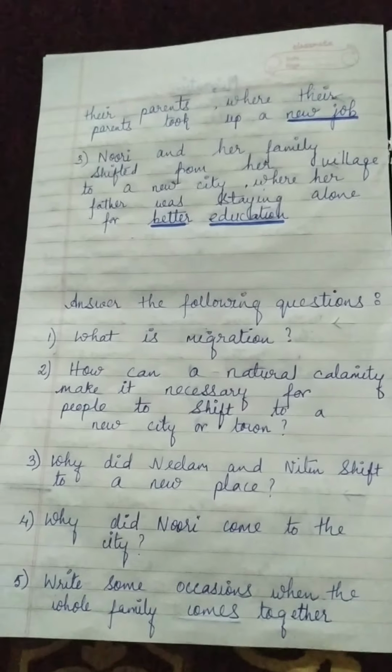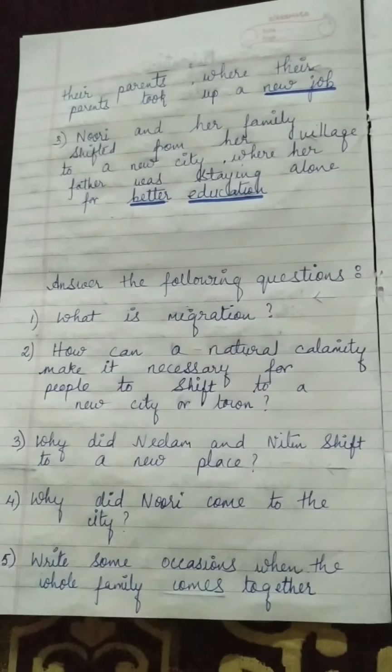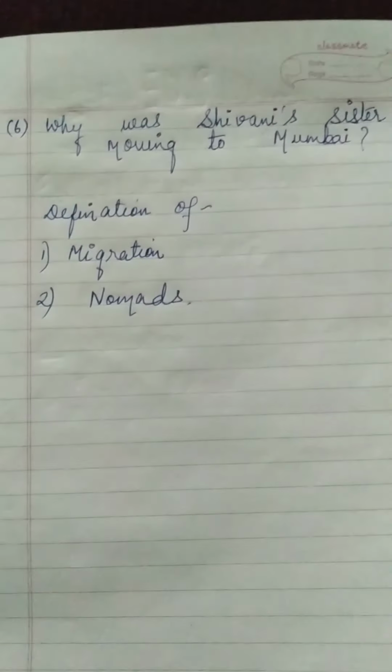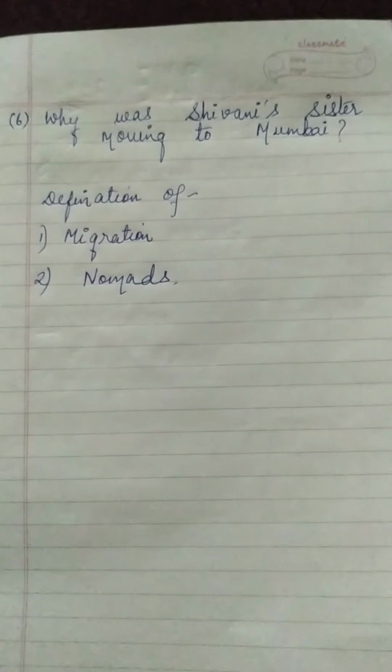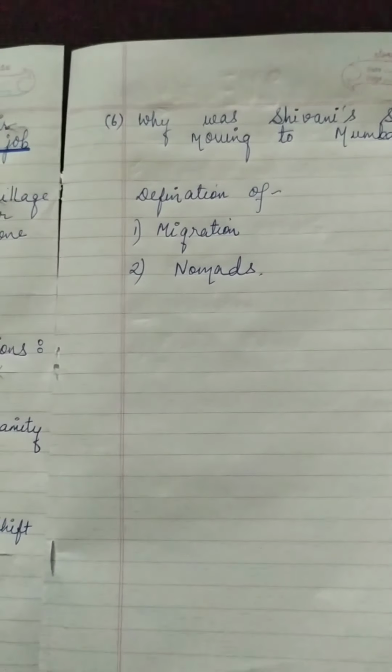See, these are the following questions which you can prepare from this chapter. These are the 6 questions I have for you, and the definition of migration and nomads. Children, nomads are also people who move from one place to another in search of food and shelter. So these 2 are the definitions which are important from exam point of view.